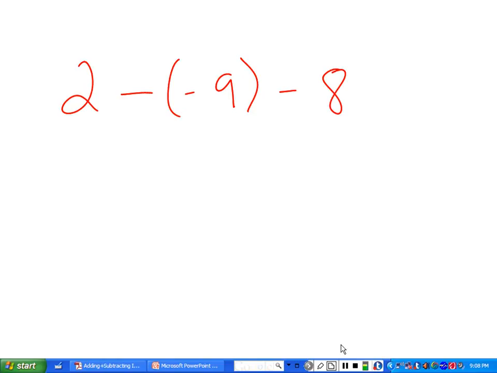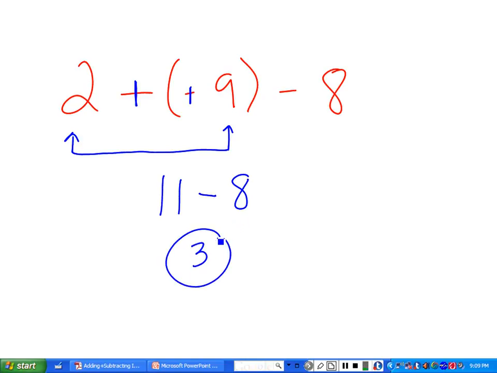Okay, so order of operations, let's work from left to right. So let's just work with 2 minus a negative 9. So we're going to change that minus sign to a plus sign and change negative 9 to a positive 9. What do we get? We have 2 plus 9. So 2 plus 9 is 11. We're going to bring down the minus 8. What is 11 minus 8? It's 3. So the answer is 3.